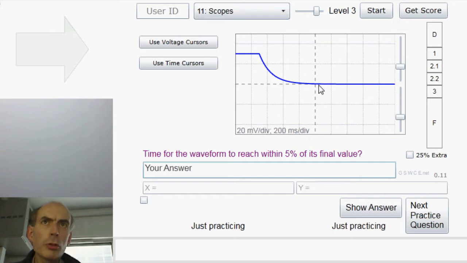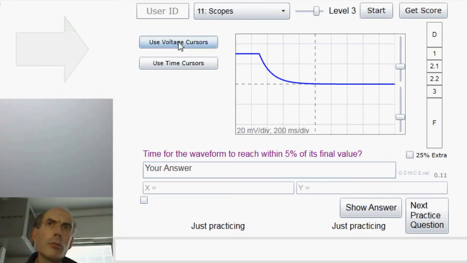It'd be almost impossible to measure that with the time cursors, but what we can do is estimate the time constant and then apply the fact that this is a first order response. It looks exactly like a first order response. To work out how long it would take to reach 5% of its final value, we need to know the time constant and the equation. Now the time constant is the amount of time it takes the wave to get 63% of the way to its final value.